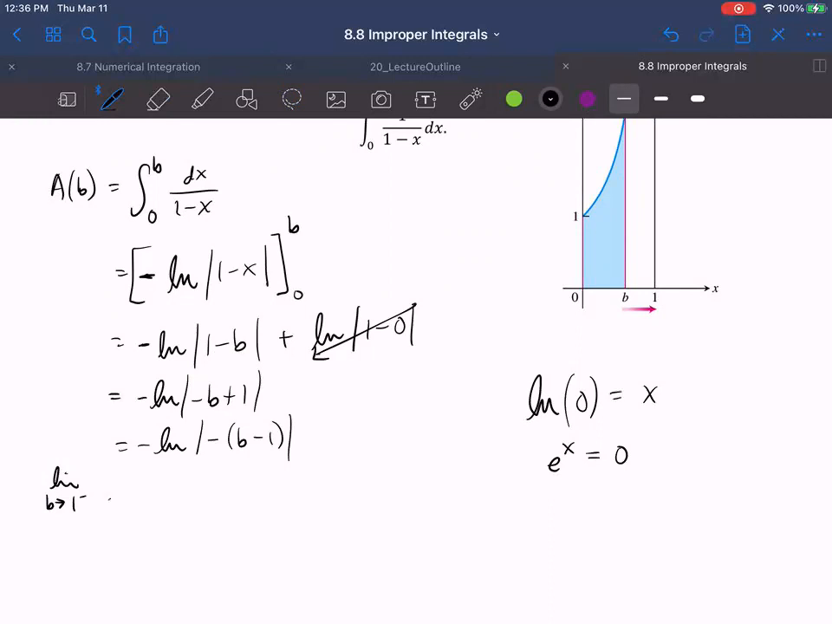limit of negative of absolute value of 1 minus b, that natural log is going to go to negative infinity. So this is negative of negative infinity, which is infinity. And so therefore, what? Good.